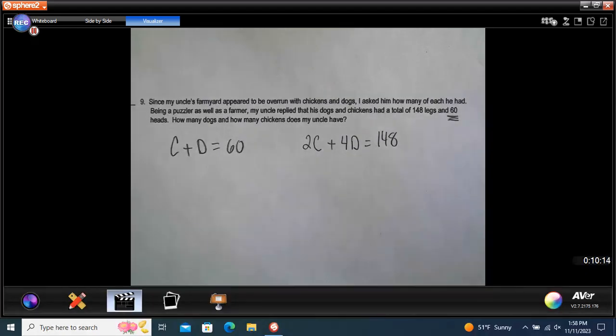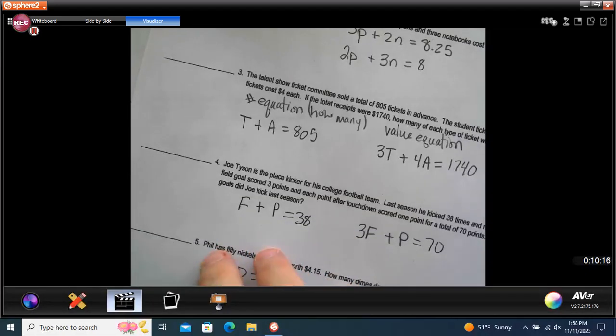Okay, so just some help setting those up. If you need help setting those up, and you can solve those on your own. And that is all I have about that.